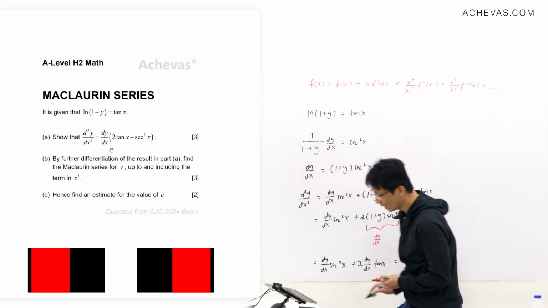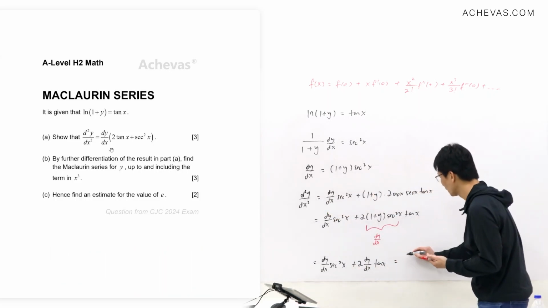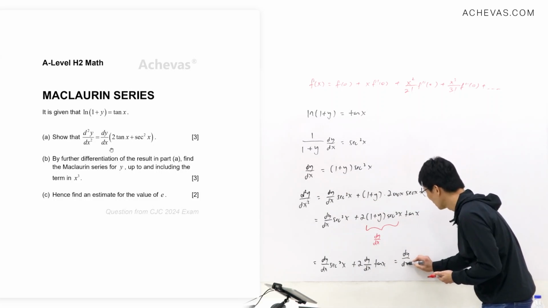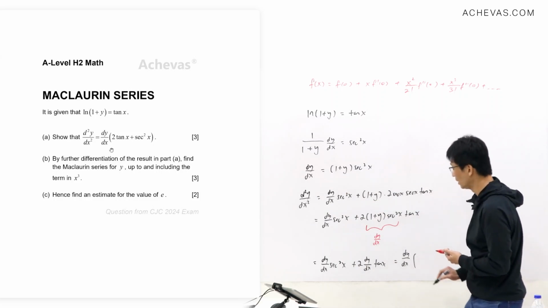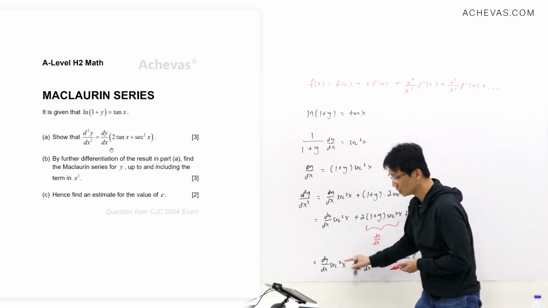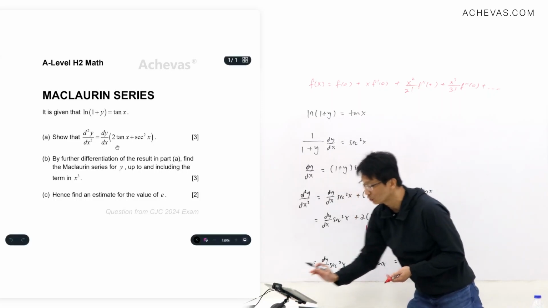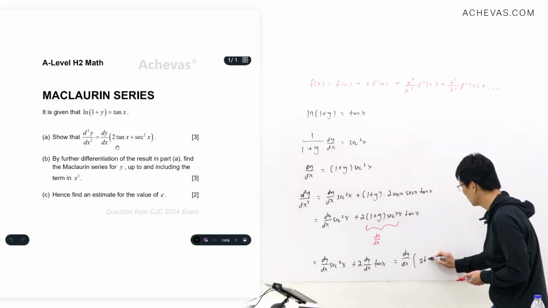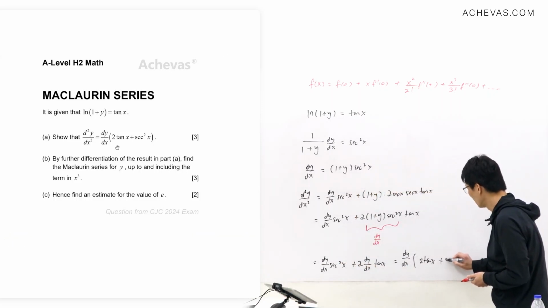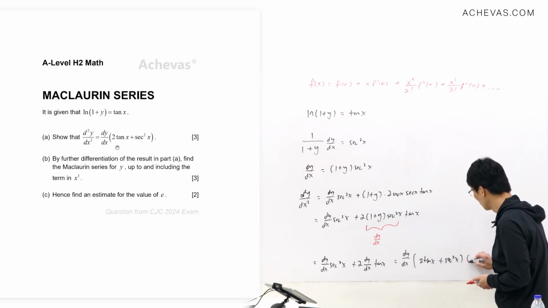And finally, I think I will just need to factorize out my dy/dx. Then I will be able to get what I need to show. I just swap these two positions to make it in line with what the question wants. So I get d²y/dx² = dy/dx (2 tan x + sec²x), shown.